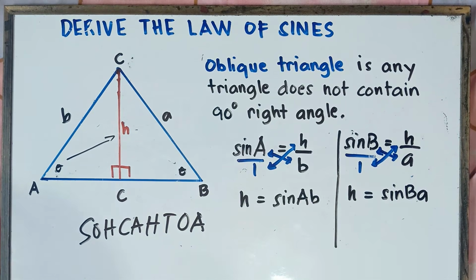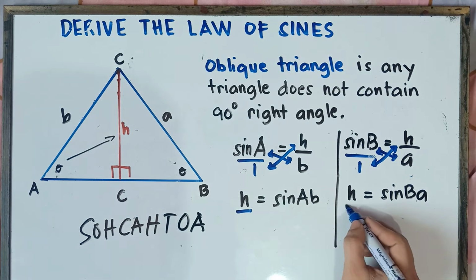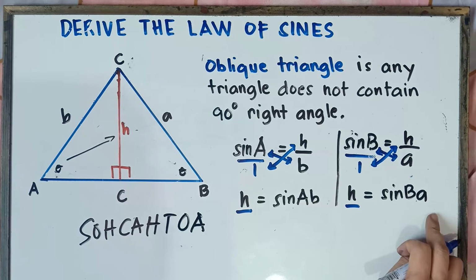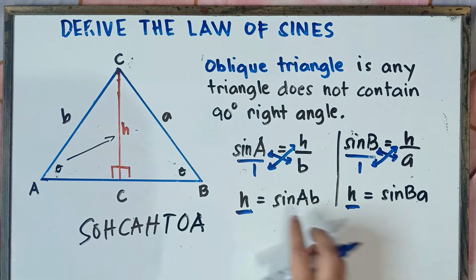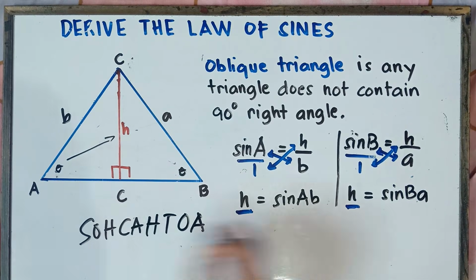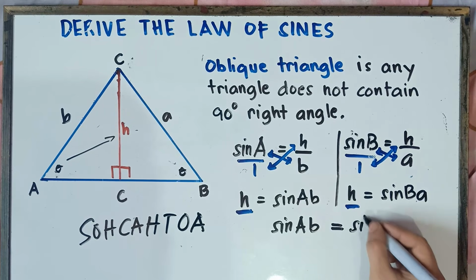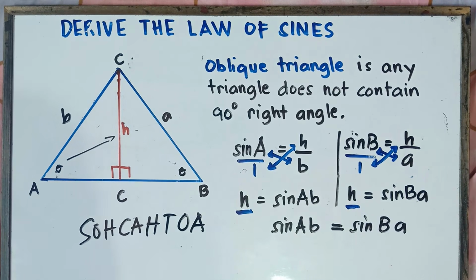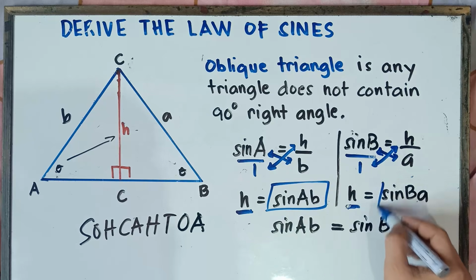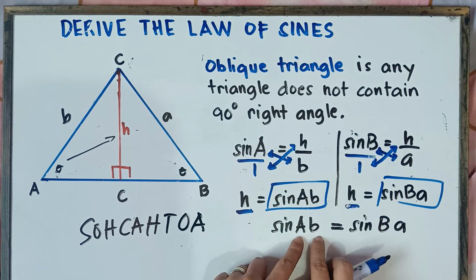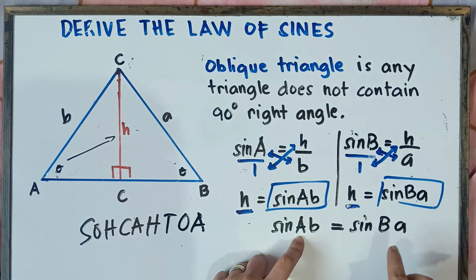Therefore, we have the same H, so we can equate these two expressions. H and then H, so we can equate sine A times B and sine B times A. Since you have the same H, you can equate the expressions. We can say that sine angle A times B is equal to sine angle B times A.